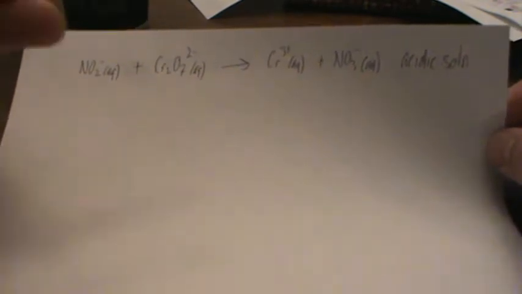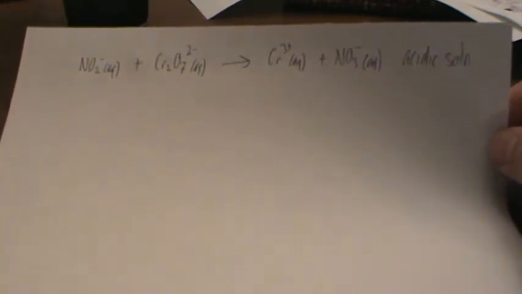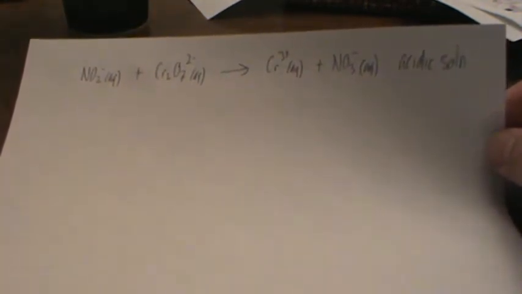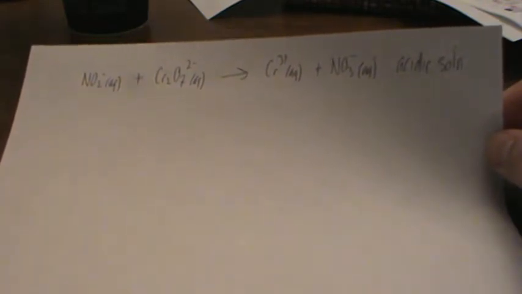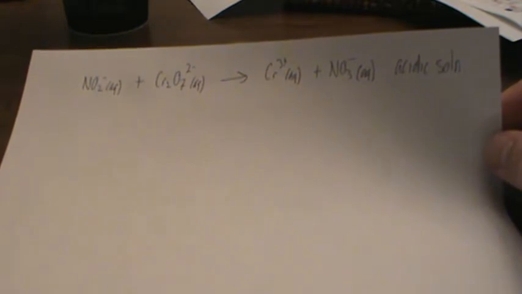Alright, here's the second video on balancing redox reactions, and I'm going to have two reactions for you today. The first one is going to be in acidic solution, so this is just a review from the first video of how to balance them. First thing that we have to do is figure out what's being oxidized and what's being reduced, so let's go ahead and figure out our oxidation numbers.